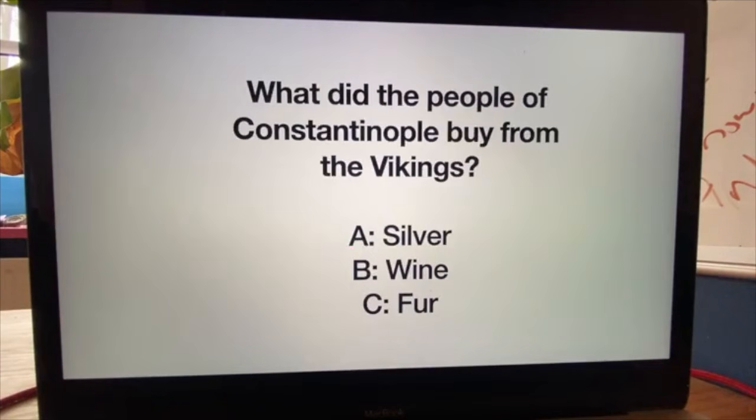What did the people of Constantinople buy from the Vikings? What did the people of Constantinople, or Miklagard, buy from the Vikings? Was it A, silver, B, wine, or C, fur?